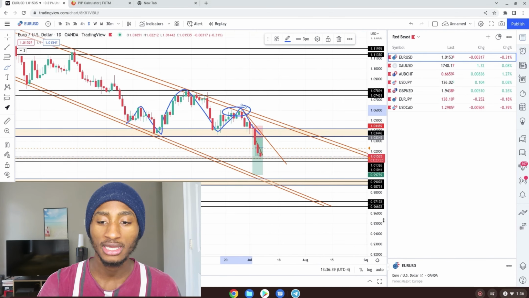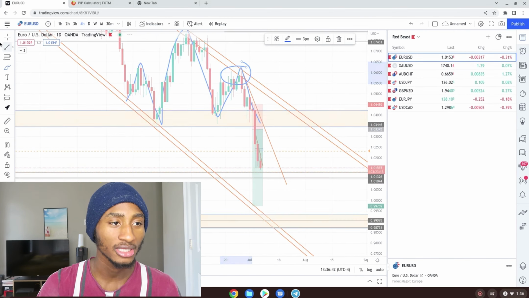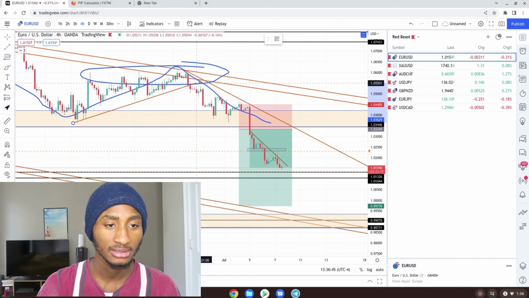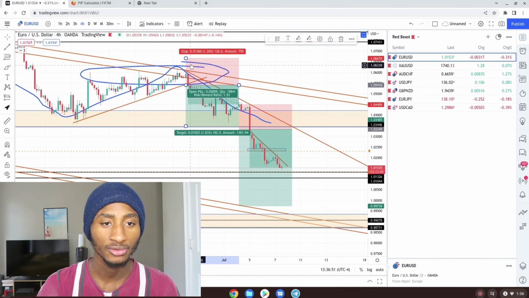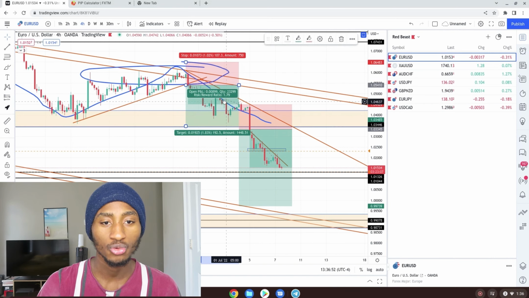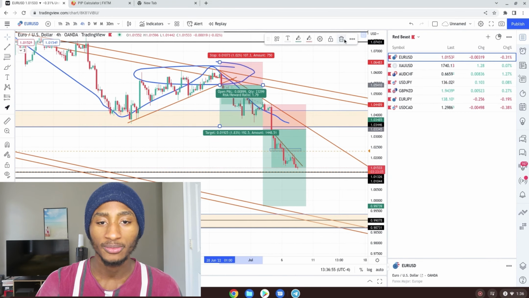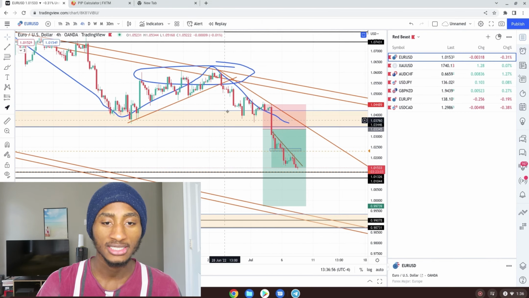The first trade I was gonna enter on Euro USD was supposed to be like this, right there, and I was supposed to get out around this level and maybe go for like 1 to 1.7. But I missed that trade, and I entered this perfect trade.